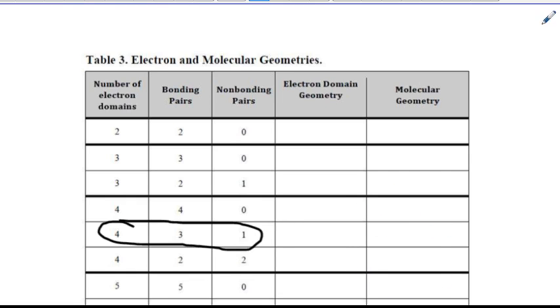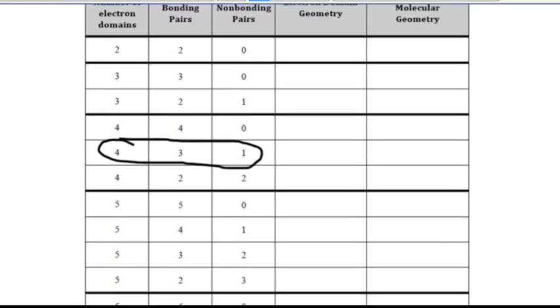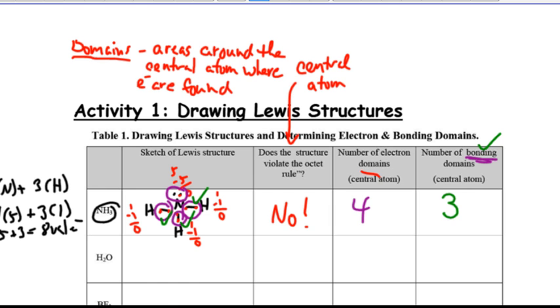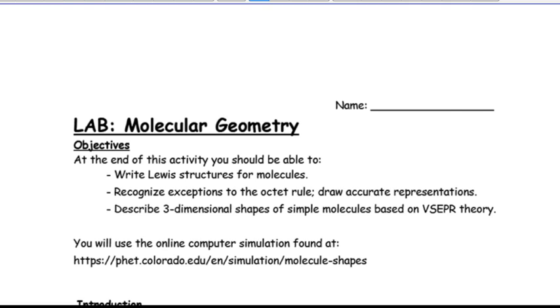That's what you need to do for this lab, basically using that online simulation, which can be found on the PhET website. Run through that, and you should be good to go.